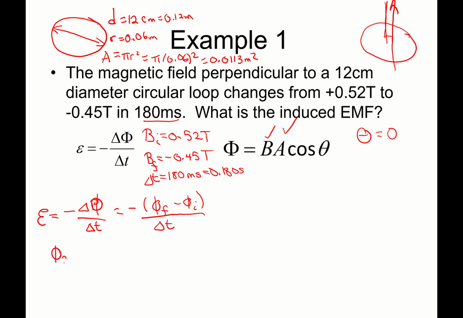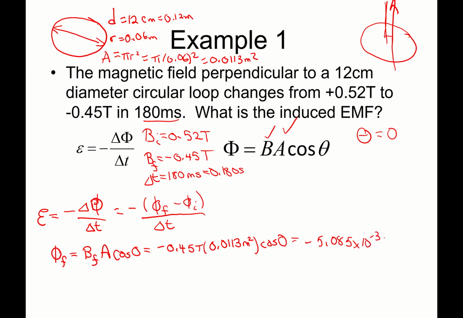So the final flux is equal to B final times the final area, which is always the same, times the cosine of 0. So that's going to be negative 0.45 Tesla times the area, 0.0113 meters squared. Cosine of 0 is just 1. So I get a final flux of negative 5.085 times 10 to the minus 3 Tesla meters squared, and we also have the unit of Webers for that.